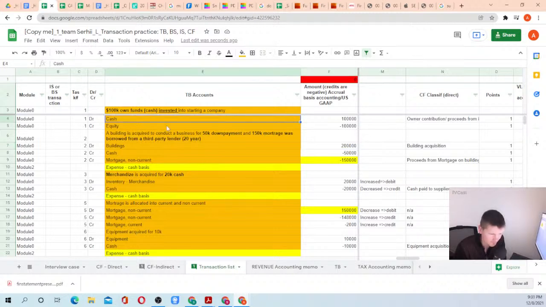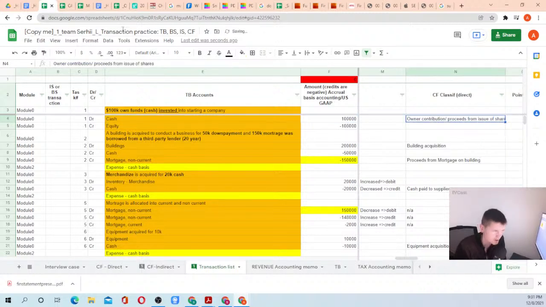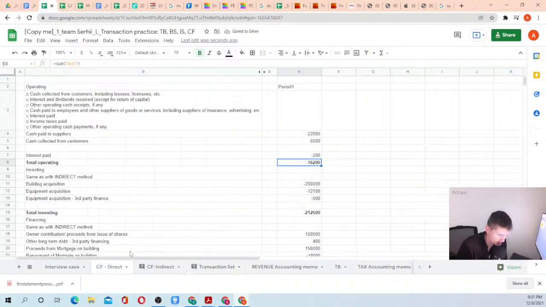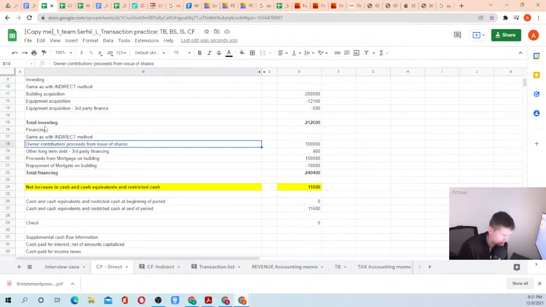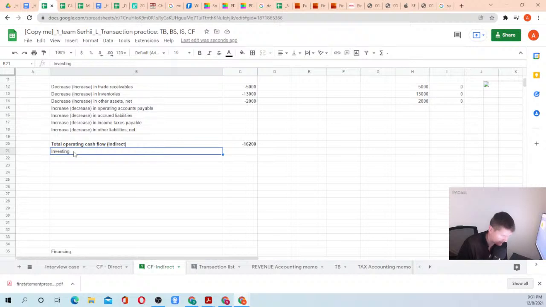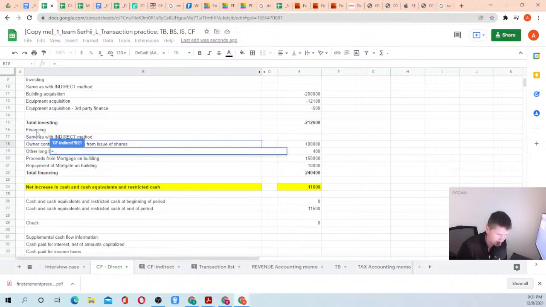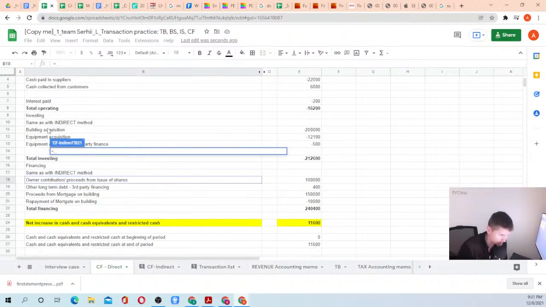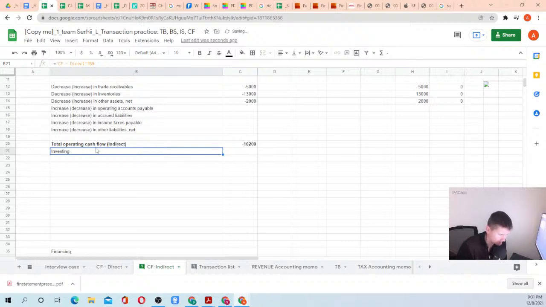So let's see. Cash equity. So that is owner contribution, proceeds from issue of shares. Let's see what we have in our direct and indirect method. Okay, we have it here, and for the indirect cash flow, we can basically take all the numbers from the direct cash flow method, because direct cash flow and indirect cash flow will be the same for investing and financing activities.